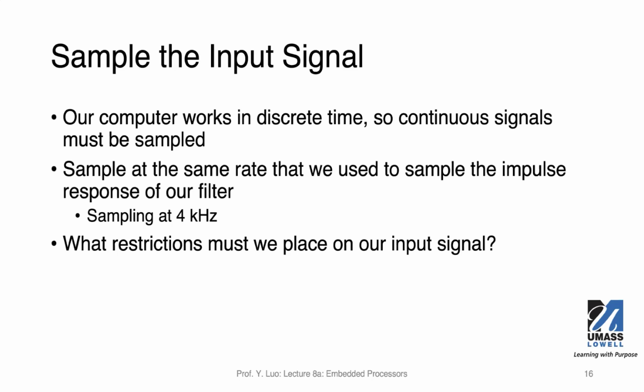Now here's a question, what's the requirement on the input signal? I'm asking about the input signal, specifically about the frequency of the input signal, because the sampling rate is at 4 kilohertz, and we should not have an input signal that's higher than 2 kilohertz, because we need to at least double the frequency of the signal to be able to sample correctly without aliasing.